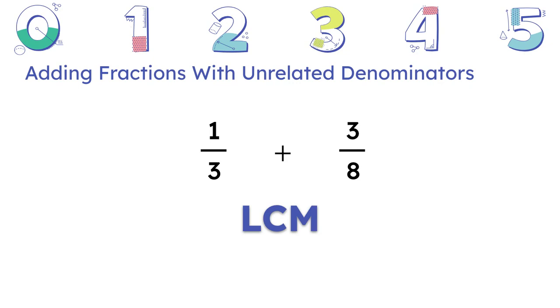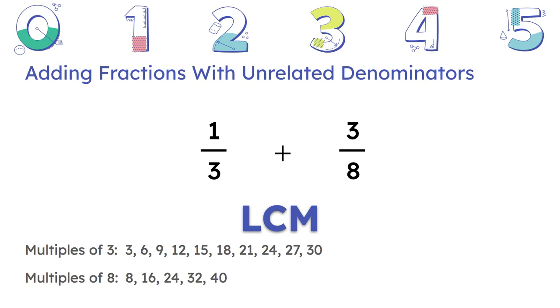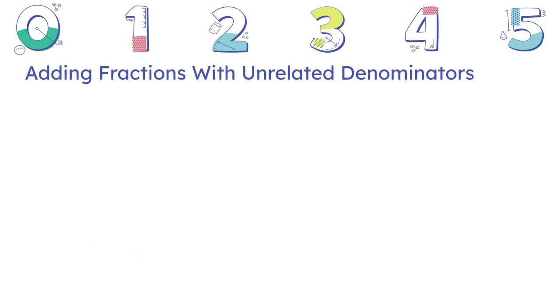Here are the first 10 multiples of 3 and the first 5 multiples of 8. Did you spot the least common multiple? If you said 24, you're right. Okay, so now we need to use that least common multiple to make both fractions have the same denominator, which will be the LCM we just worked out, which is 24.